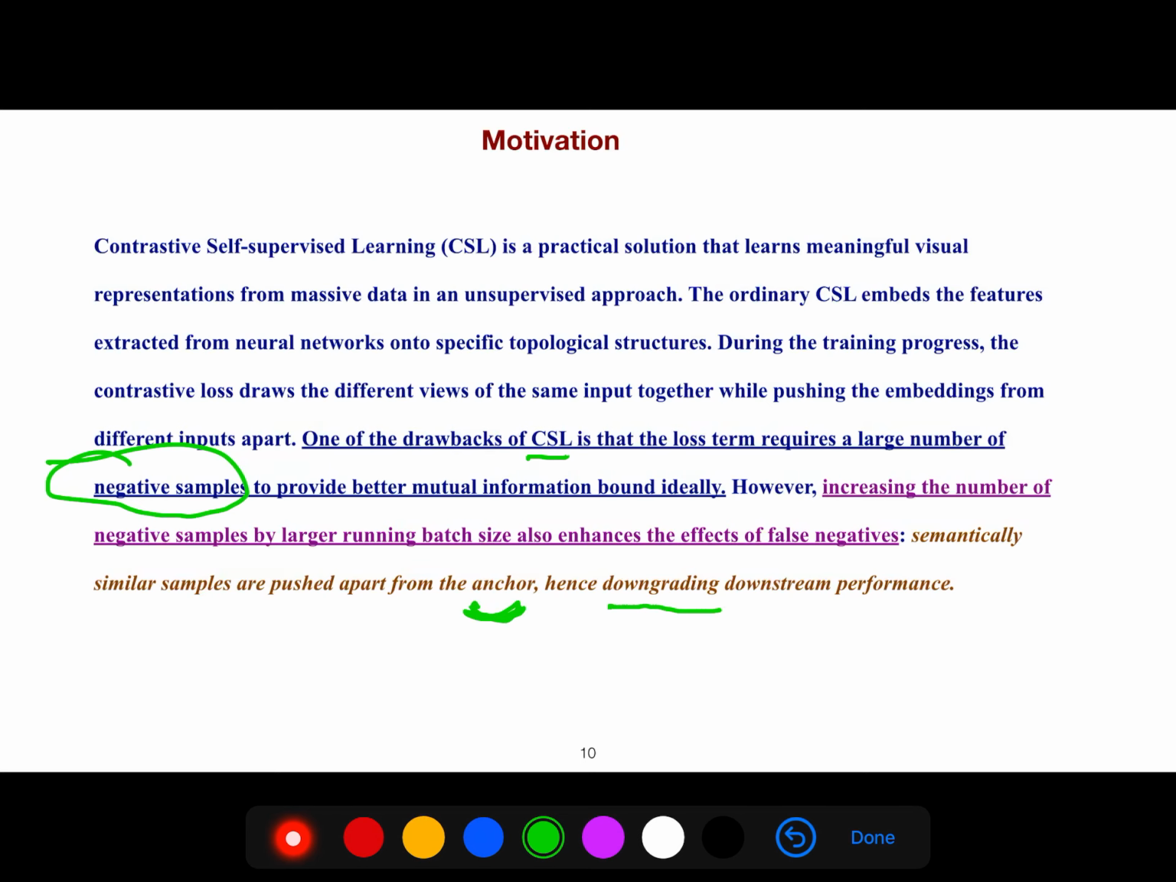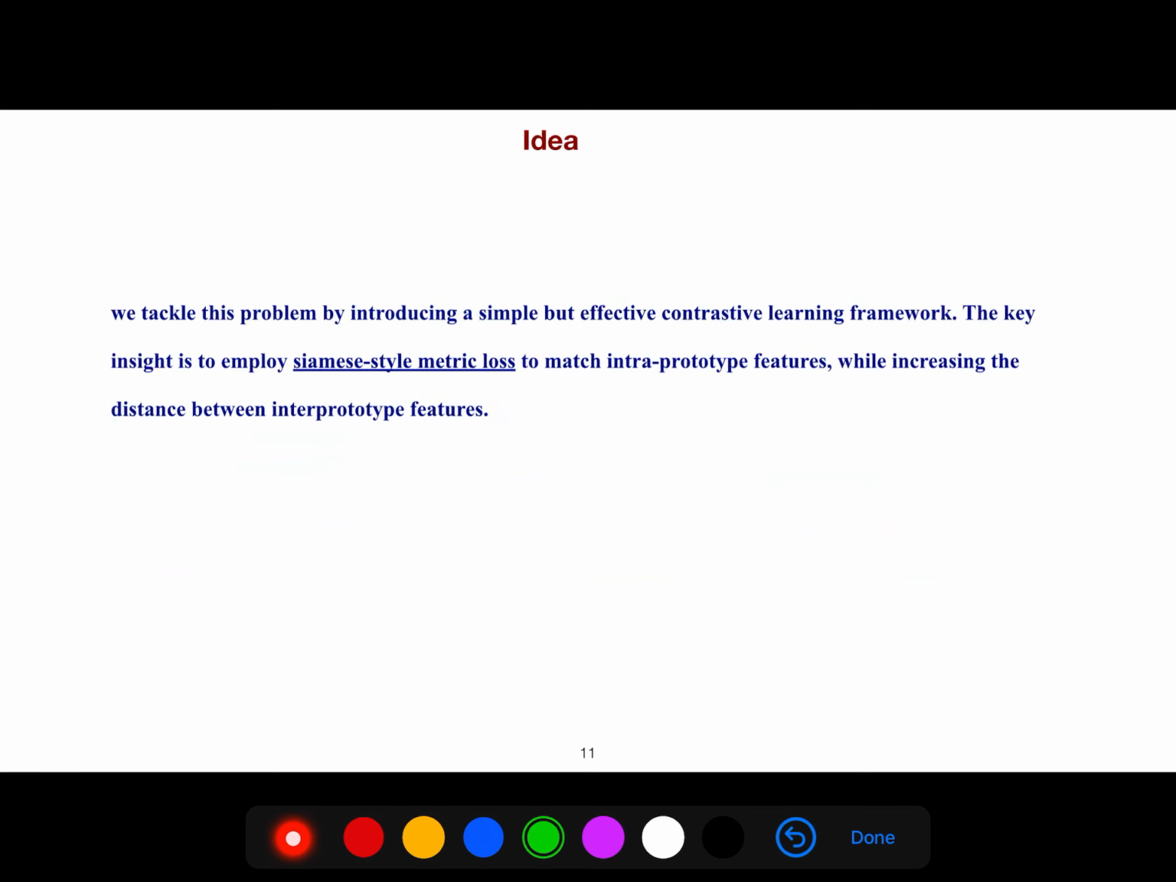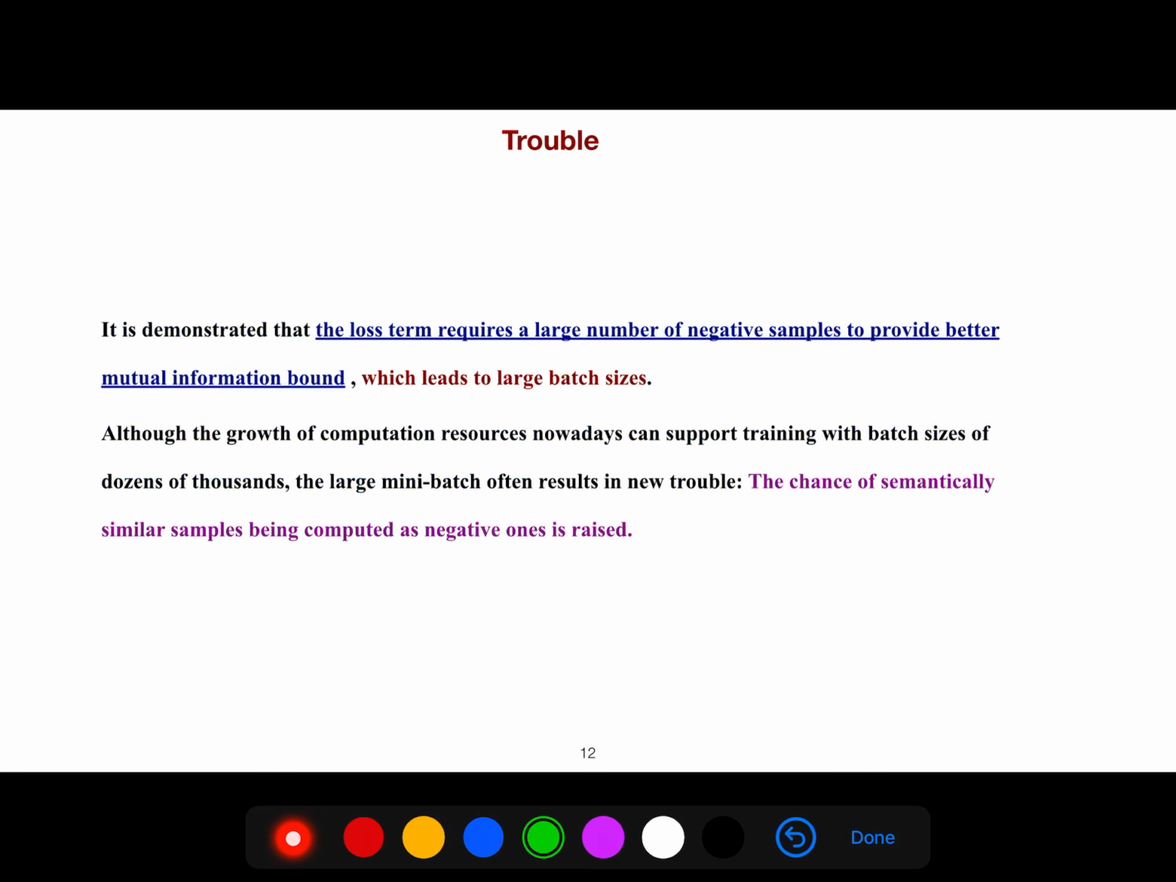hence downgrading downstream performance. So they tackle this problem by introducing a simple but effective contrastive learning. The key insight is to employ siamese-style metric loss to match intra-prototype features while increasing the distance between inter-prototype features. It is demonstrated that the loss, which requires a large number of negative samples to provide better mutual information, leads to large batch sizes.